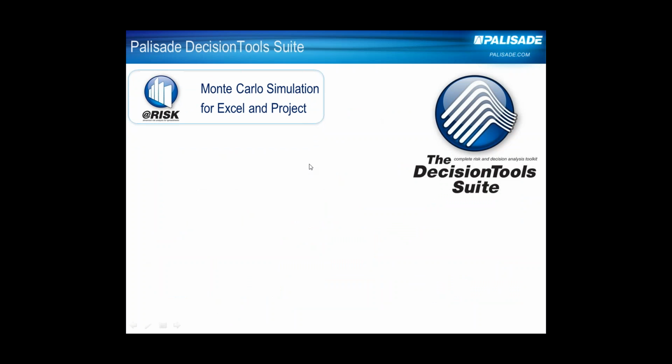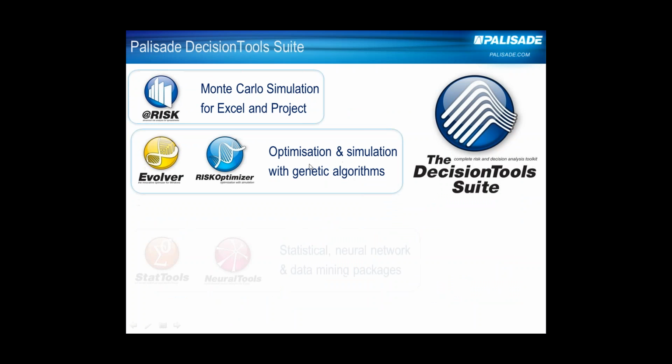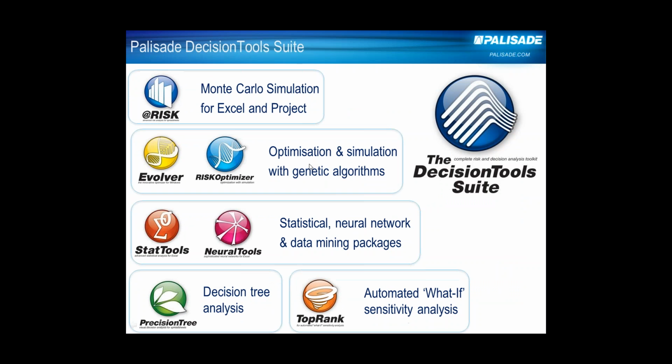I'm going to explain a little bit more about how @RISK works in a little while. But we make a whole set of packages or tools, all of which give different types of capability and functionality within this idea of decision support. From a cost estimation and risk register perspective, @RISK is by far the most commonly used. You could make a case for using TopRank to do some auditing of models, or maybe PrecisionTree to look at different types of options that are available. But really, @RISK is going to be the key focus for today.